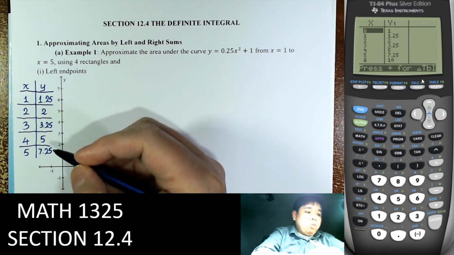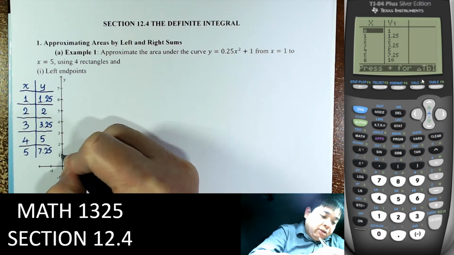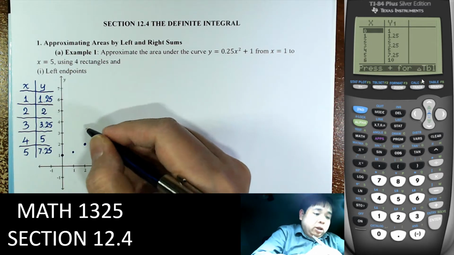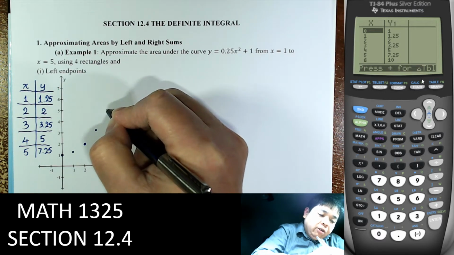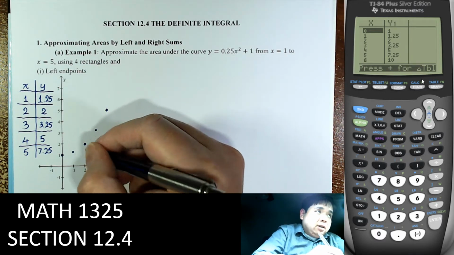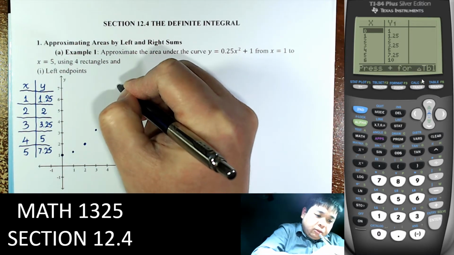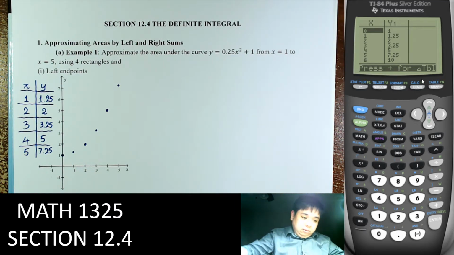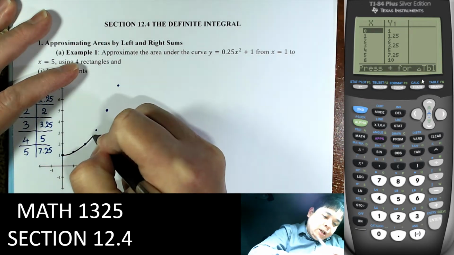So we plot these points. When x equal to 0, y equal to 1, we also have the y-intercept there. Then 1, 1.25; 2, 2; 3, 3.25; 4, 5; and 5, 7.25. You see, it looks like a parabola. It is a parabola.